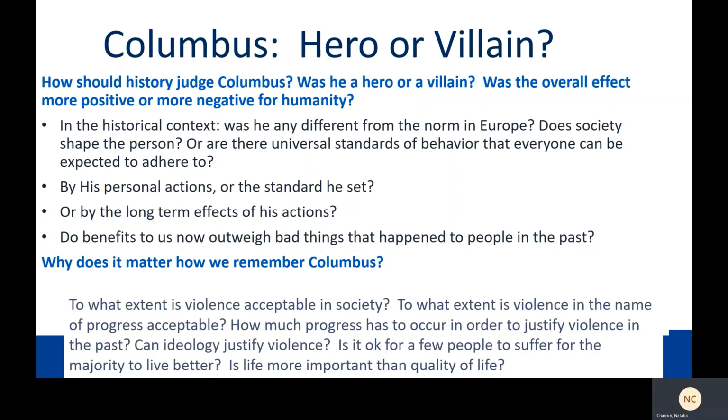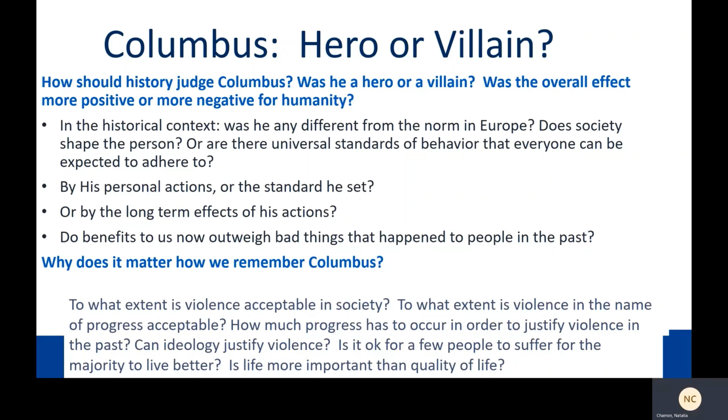Third, do benefits to us now outweigh the bad things that happened to people back then, in the past? That's like a general question that's usually applicable for things that we study in this class. And then the big question, why does it matter how people remember Christopher Columbus anyway? Beyond that, broader moral questions that we can play with through this exercise.